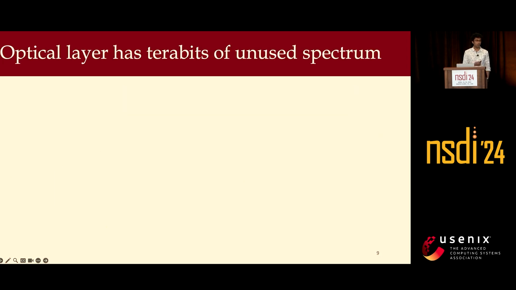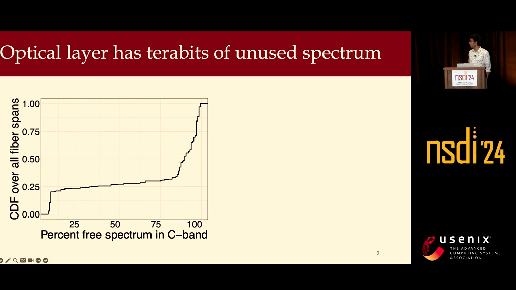I've been talking about allocating bandwidth on the wide area network for 5G traffic, but we already know there's a lot of traffic on the wide area network already, right? So where will we get this extra bandwidth from? To understand that, let's look at this graph. On the x-axis, we see the percentage of free spectrum on a fiber, and on the y-axis, it shows the fraction of fibers on Microsoft's topology that have so much free bandwidth. We see that 75% of the links have more than 75% free spectrum.